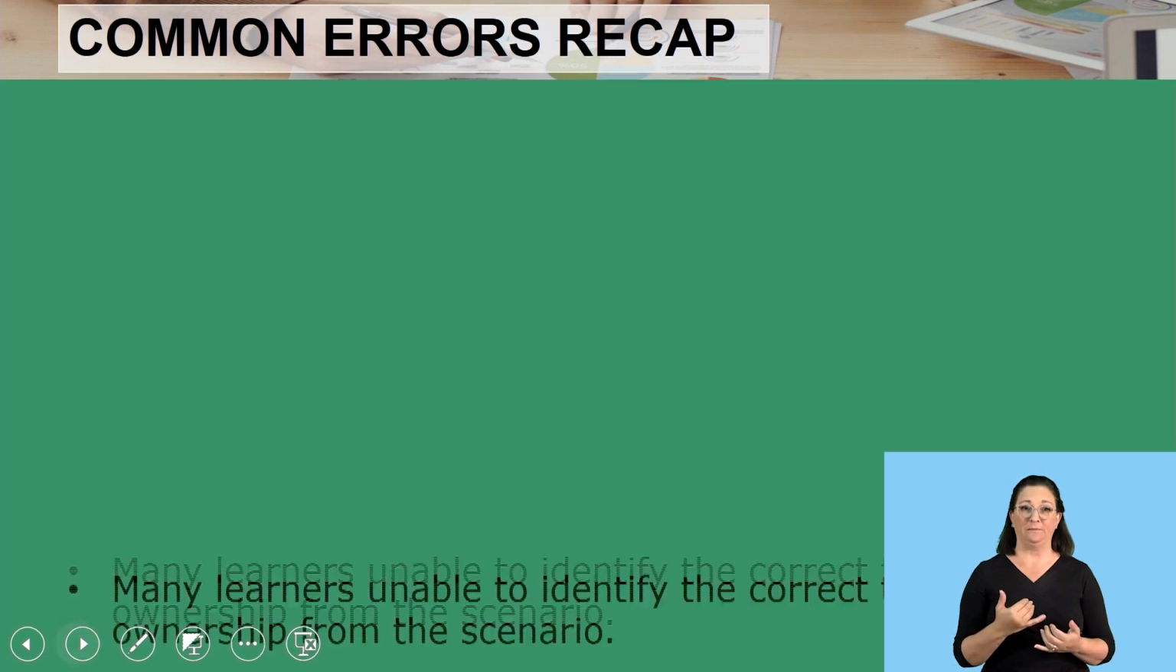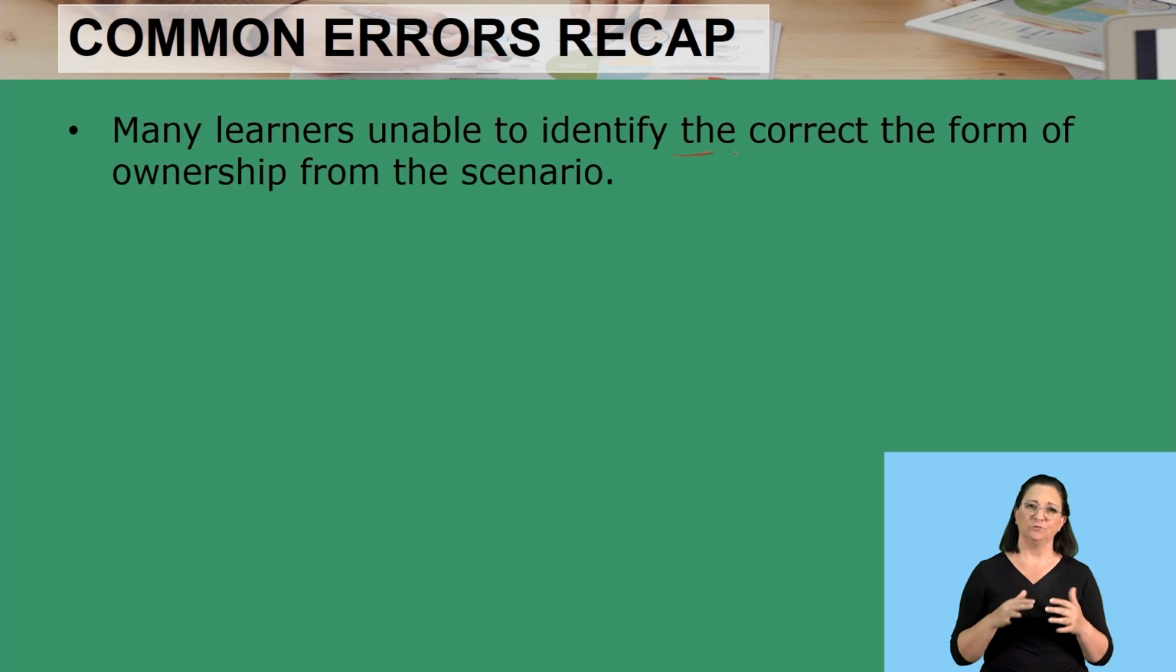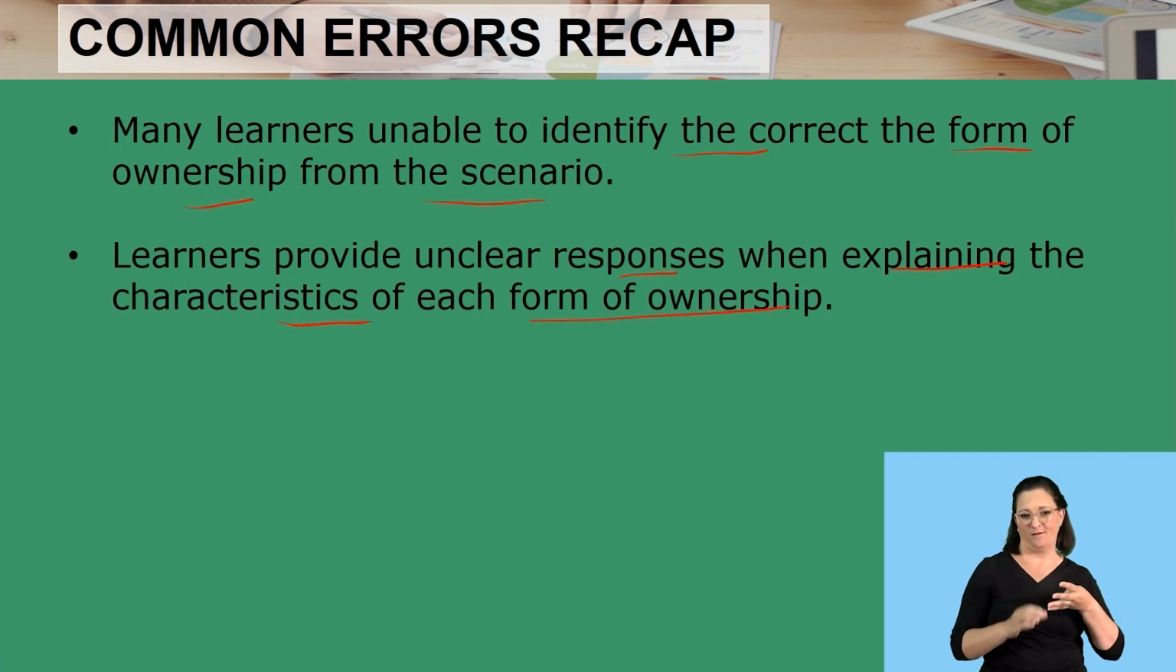Now let us look into common error recap. Many learners are unable, for instance, to identify the correct form of ownership from the scenario. So what is key? Know your characteristics, know the positives and negatives of each form of ownership. Then you are in a better position to be able to identify the form of ownership that would be applicable to a scenario. Then, learners again provide unclear responses when explaining the characteristics of each form of ownership. So study carefully with understanding.